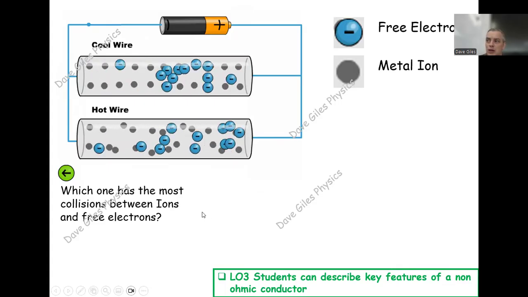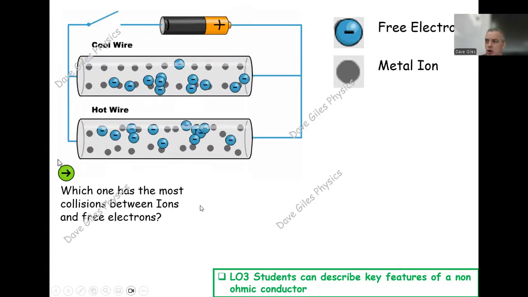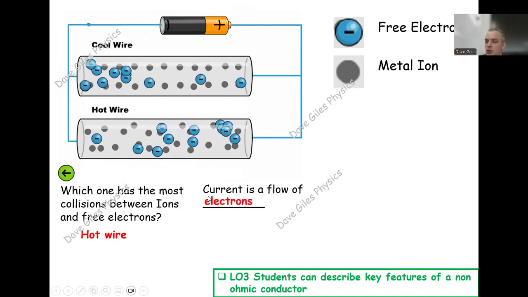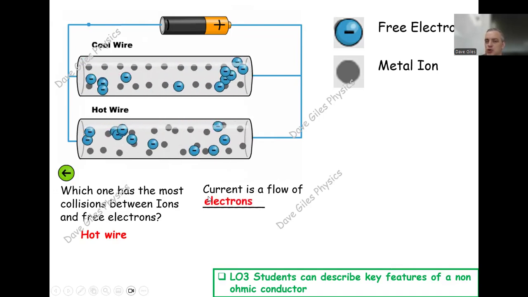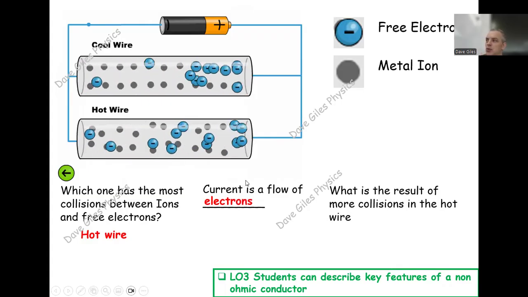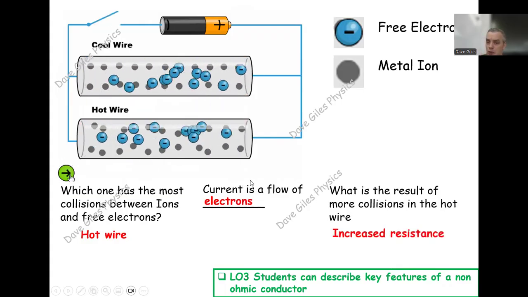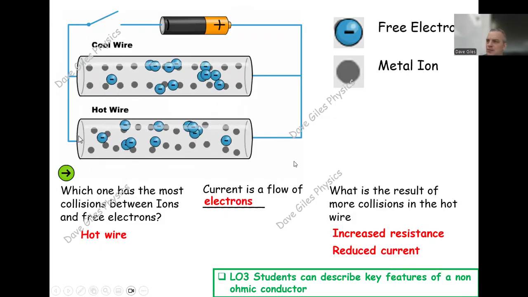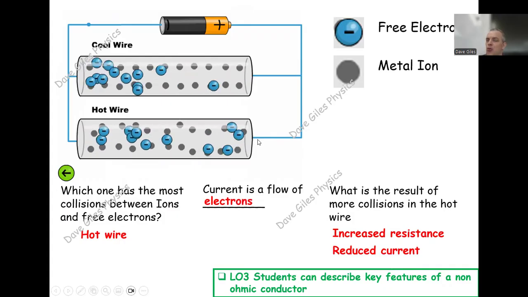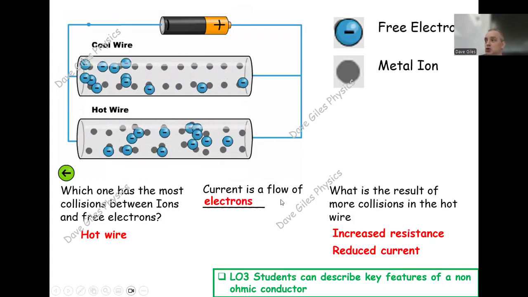Which one has the most collisions between the ions and free electrons? The hot wire. Current is a flow of electrons, or charge, but it's pretty much always electrons. The result of more collisions in the hot wire is increased resistance and reduced current. So that's why a bulb doesn't strictly follow Ohm's law, so voltage and current aren't directly proportional to each other.